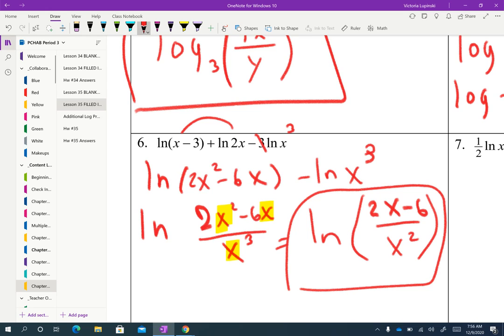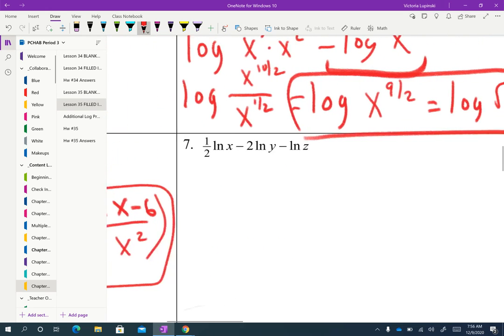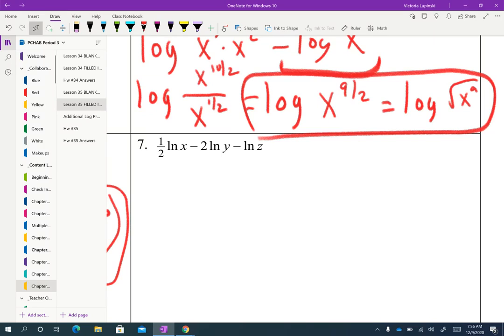Again, there really isn't any reason why I'm using parentheses versus not. I'm just kind of trying to show you that they're equivalent either way. So 7, bring up the half, bring up the 2. This becomes the ln of the square root of x, or x to the 1/2, minus the ln of y, minus the ln of z.